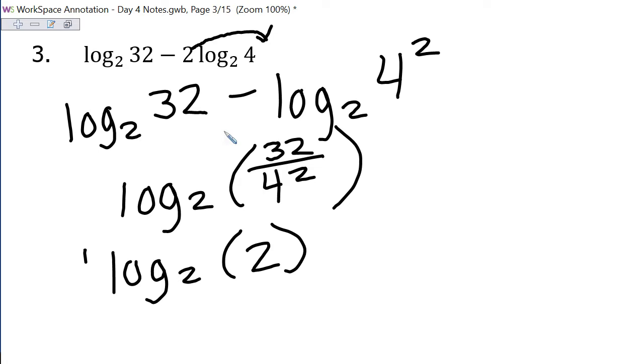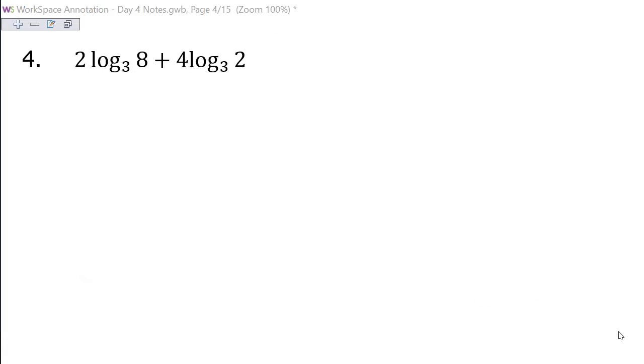Okay, next one, number 4. We have 2 log base 3 of 8 plus 4 log base 3 of 2.